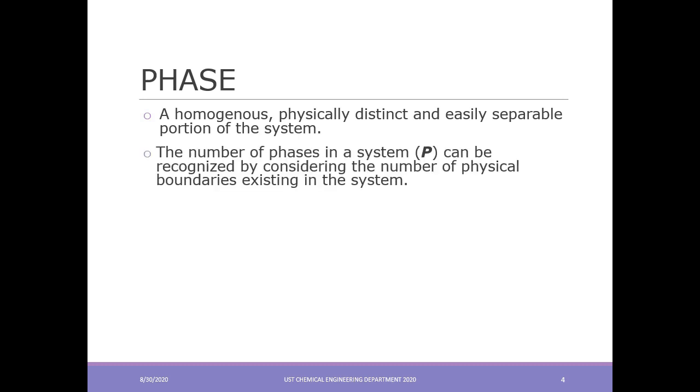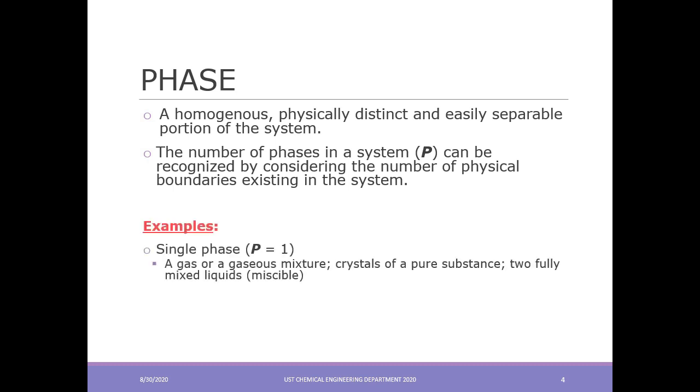The number of phases existing in a system, which is denoted by P, may be recognized by considering the number of physical boundaries existing in the system. This physical boundary comprises the interface between two phases. For example, gases, whether pure or a mixture, always form only one phase. A solid that is subdivided into smaller fragments, such as a mass of ice crystals, is also a single phase.